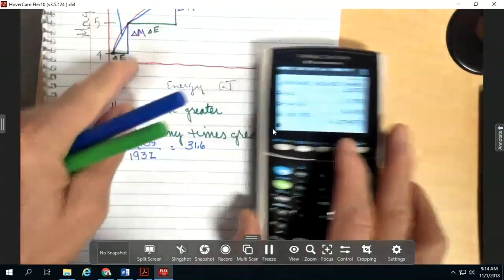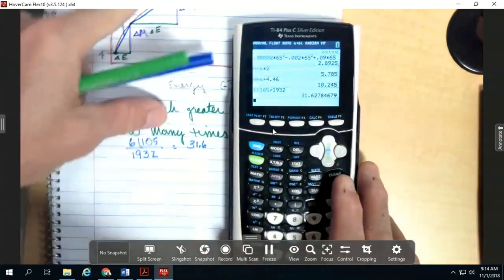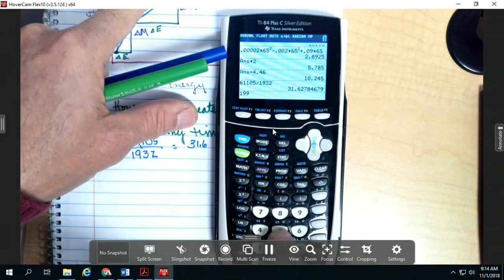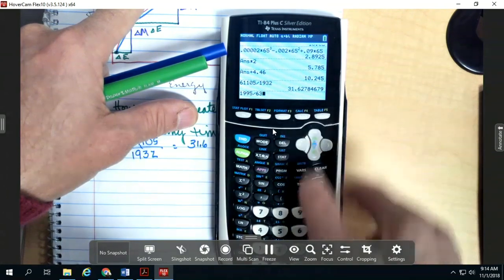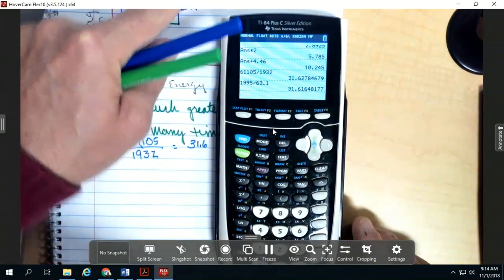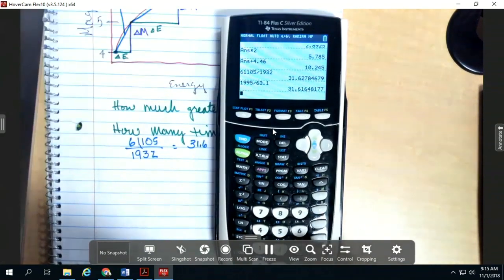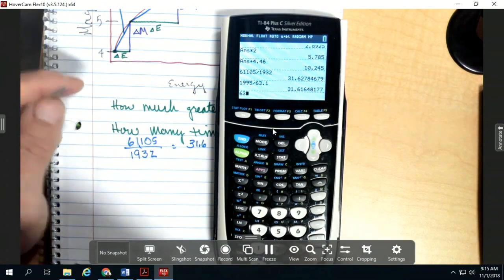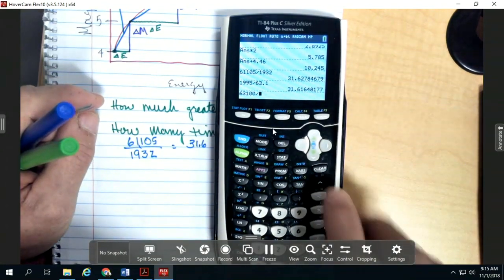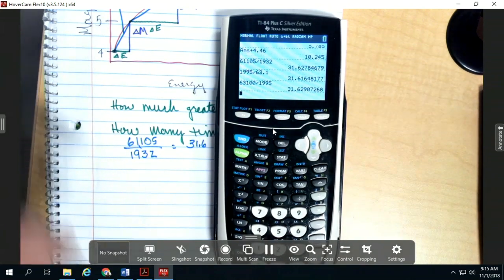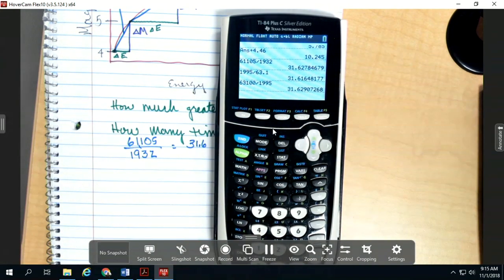Well, if we go back and did the math here, how much is this energy change here? If you take 1995 divided by 63.1, that also is 31 times greater. And if you take, well, we already did 63,100 divided by 1995, we also get about 31 times greater.